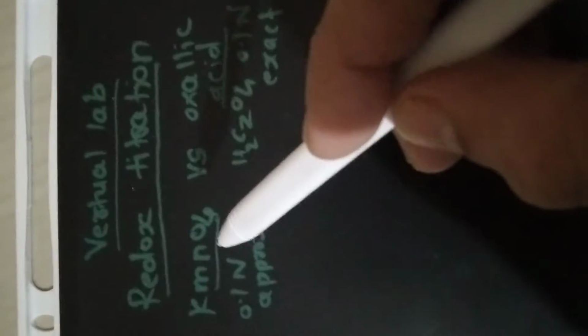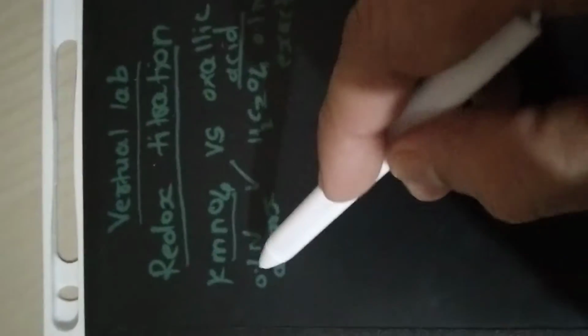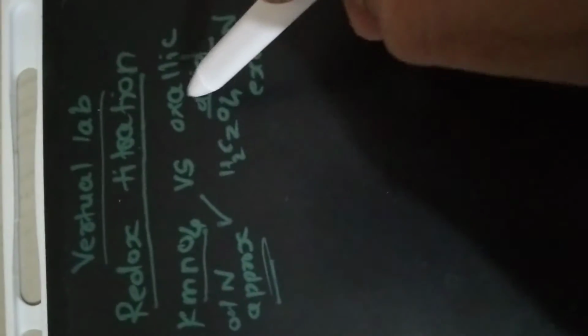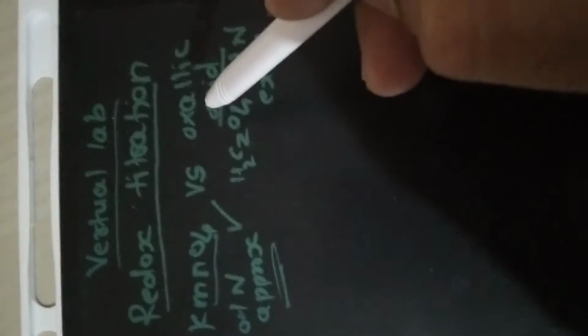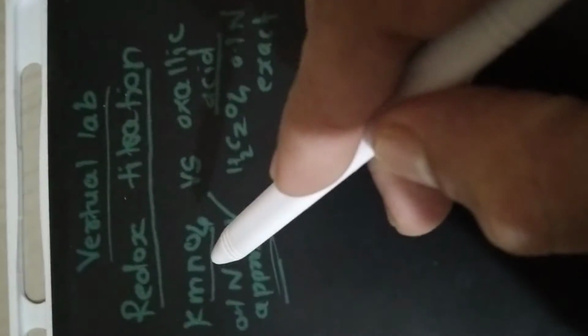It is the titration of KMnO4, potassium permanganate, versus oxalic acid. Potassium permanganate normality has to be calculated, that is approximately 0.1 normal. It is a very dilute solution, and generally this titration is used in various types of estimations in pathological labs as well as food chemistry labs, where oxalic acid contents are analyzed with KMnO4.